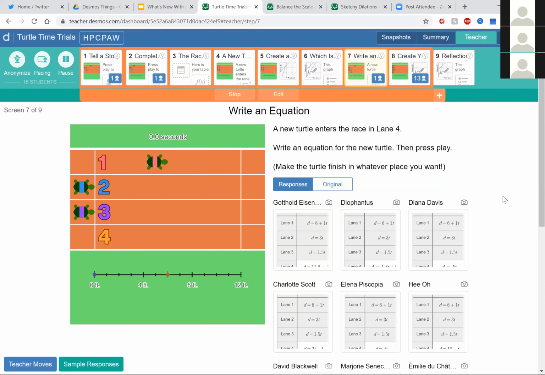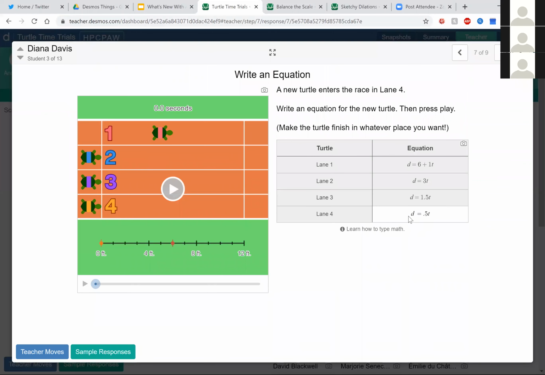Here's our screen 7, and let's take a look at some of the things that people said here. Here's Diana Davis. She gave us an equation of D equals 0.5t. So what will happen to that orange turtle as we do this? Well, let's take a look here. Oh, it's starting at the beginning, going at a fairly slow rate, and is going to come in last place. So there is Diana's equation that she came up with.